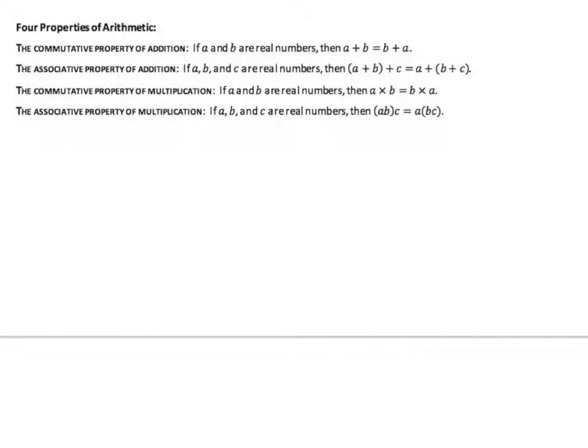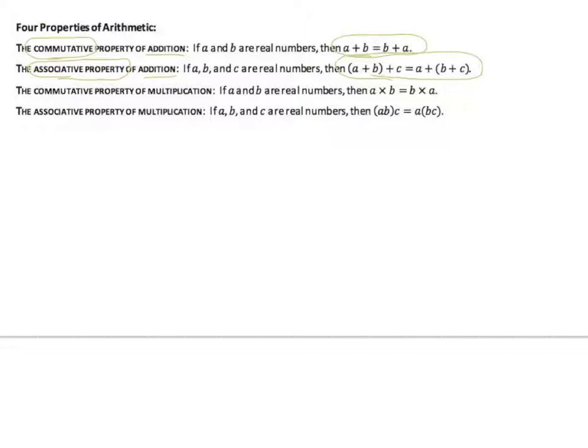We just learned our 4 of the properties of arithmetic. First of all, we have the commutative property of addition. That just means A plus B is the same as B plus A. The associative property of addition, which just means those letters associate with each other in a different way.